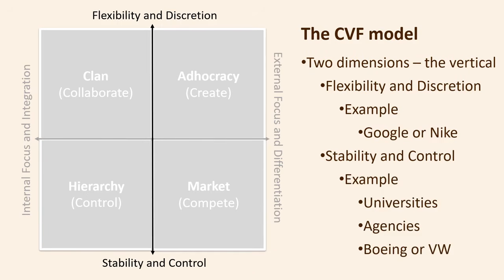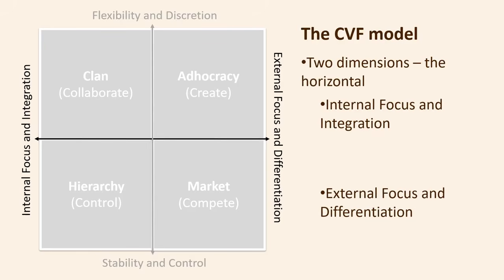Organizations at the bottom are viewed as effective if they are stable, predictable, and mechanistic, as are most universities, government agencies, and conglomerates such as Boeing or VW, which are characterized by longevity and staying power in both design and outputs.